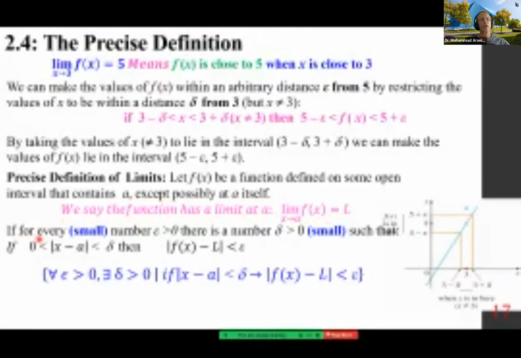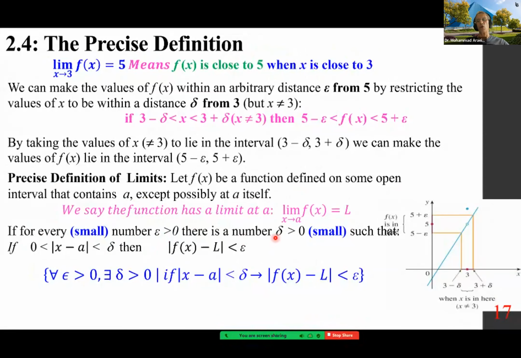Perfect. So if for every small number epsilon, which is a positive number, there is a number delta, also a small positive number, such that if the absolute value of x minus a is between 0 and delta, meaning the distance between x and a is extremely small, then the absolute value of f of x minus L is less than epsilon. That means the distance between f of x and L is extremely small, less than epsilon.